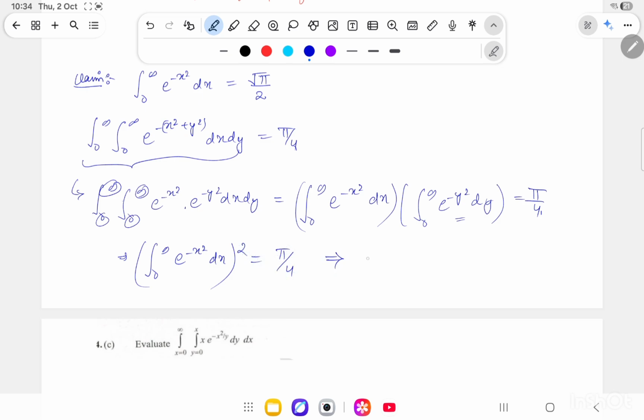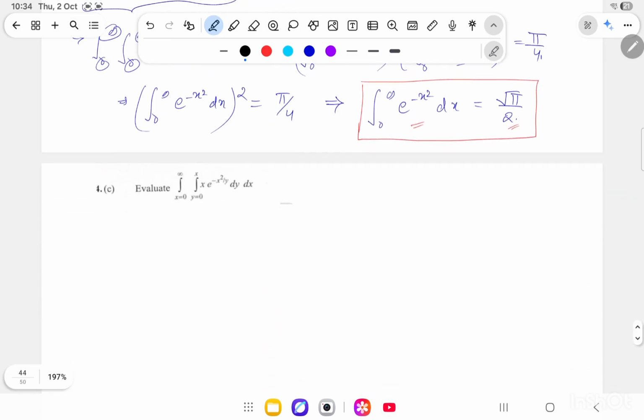So this basically gives me integration from 0 to infinity e raised minus x square dx as under root pi by 2, and that's what I'm supposed to show in the second part of the question, that is, this integral is equal to under root pi by 2. So now let's move on to the next question. The next question says that they have given us a double integral and we are supposed to evaluate its value. So let's do that.